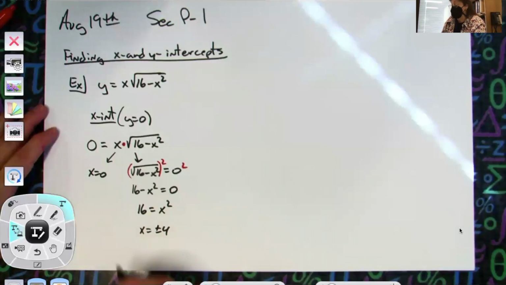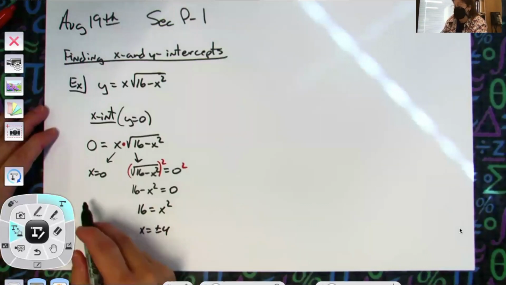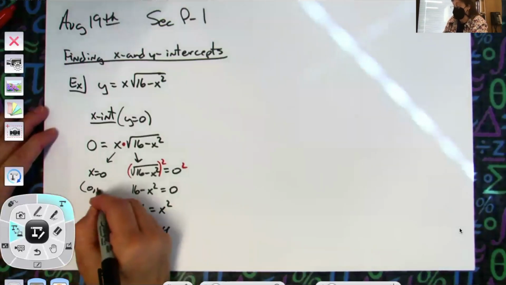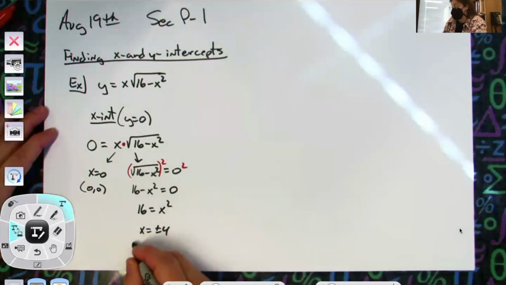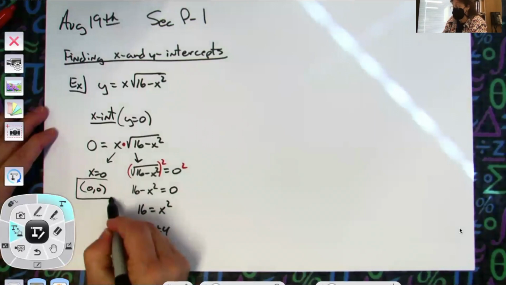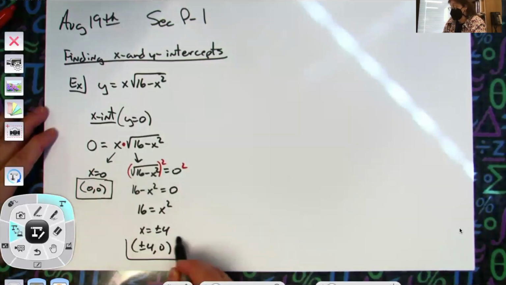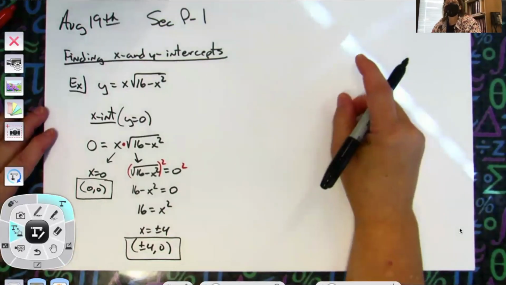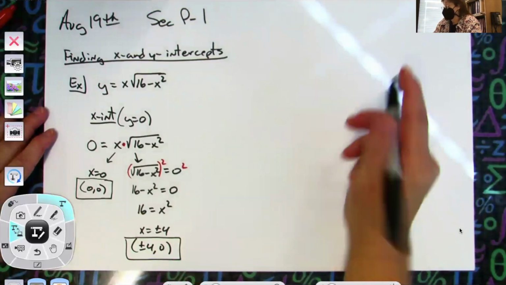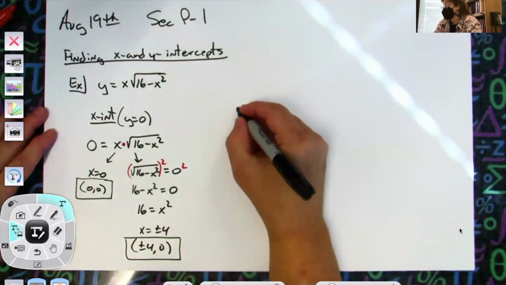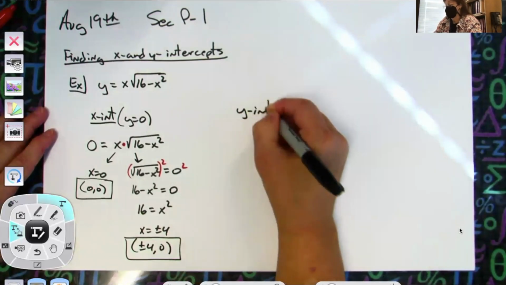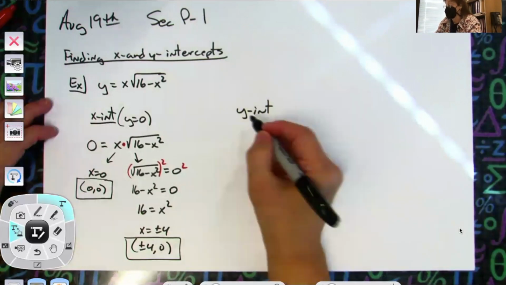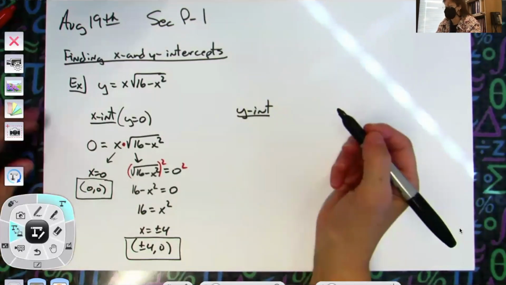Now if these are x intercepts, I could write this one as (0, 0). I could write this one as (plus or minus 4, 0). We do want to write those as ordered pairs. Now if I'm going to do y-intercepts, that would be the opposite of this. So that means I would have to let my x be 0.